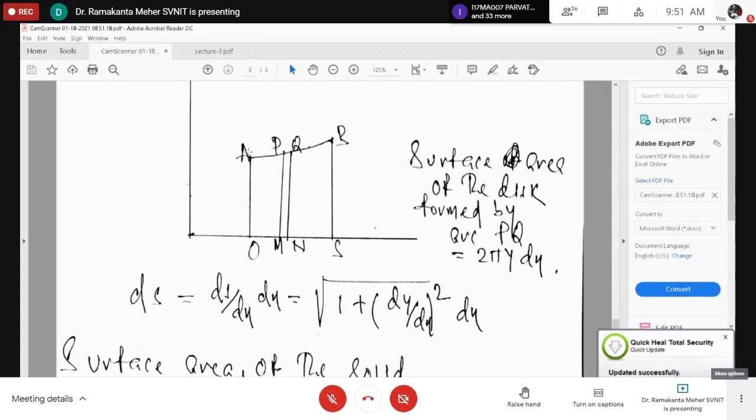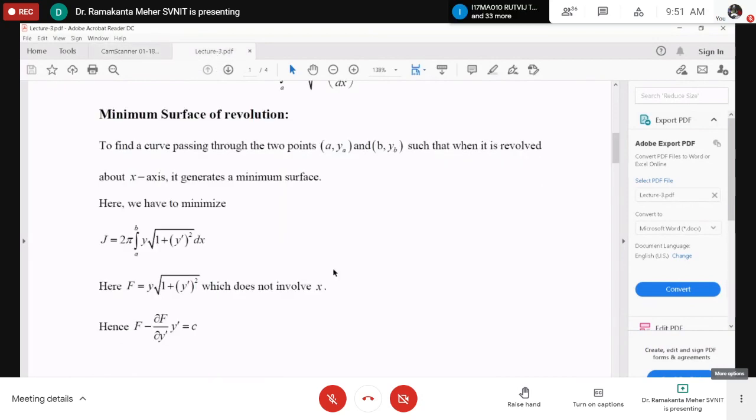First, you can find a surface from A and close neighborhood points up to B. You can get many surfaces, but our basic aim in the extremal problem is to find a minimal surface that can be formed after the surface of revolution of the arc AB. So we have to find a curve passing through the two points (A, YA) and (B, YB), such that when it revolves about the x-axis, it generates a minimum surface. So what we have to extremize here, either maximize or minimize? Because the problem is minimum surface of revolution, we have to minimize here.